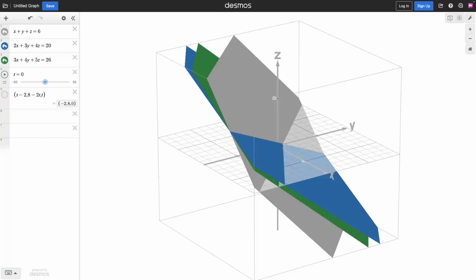As we've established algebraically, these three planes don't intersect at a single point. Instead, they meet along a continuous, infinite line of intersection. By defining our z-coordinate using a parameter t, our complete solution takes the parametric form where x is equal to t minus 2, y is equal to 8 minus 2t, and z is equal to t.